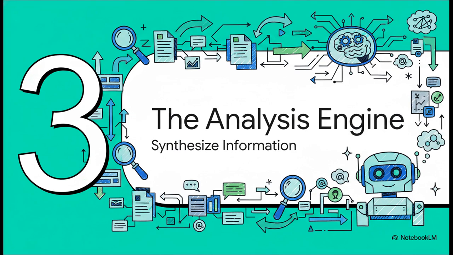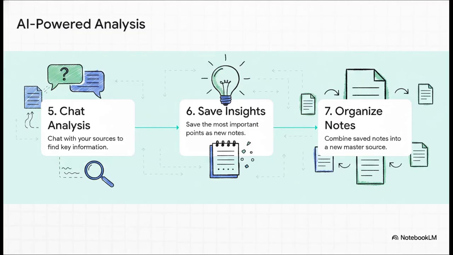Okay, now this is where the magic really starts to happen. In phase 2, we're shifting gears. We're going from just collecting information to actively analyzing it. This is where the AI stops being just a filing cabinet and becomes your own personal research assistant. And this process is so interactive. You can literally chat with your sources. You can ask questions like, hey, what are the 3 main arguments in all these documents? Or find me the most surprising statistic in here.